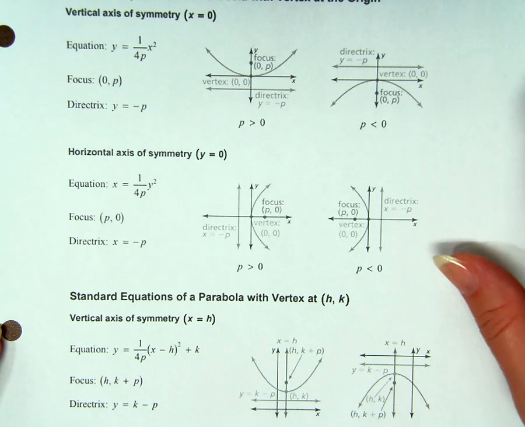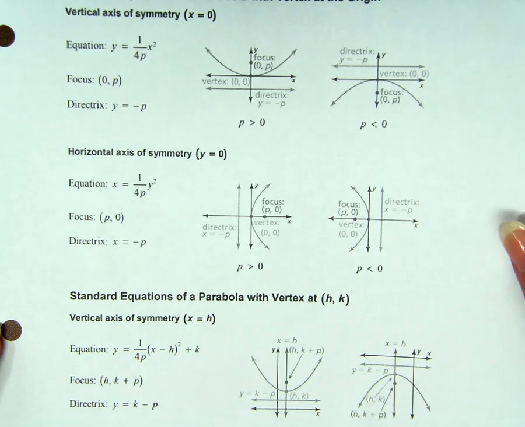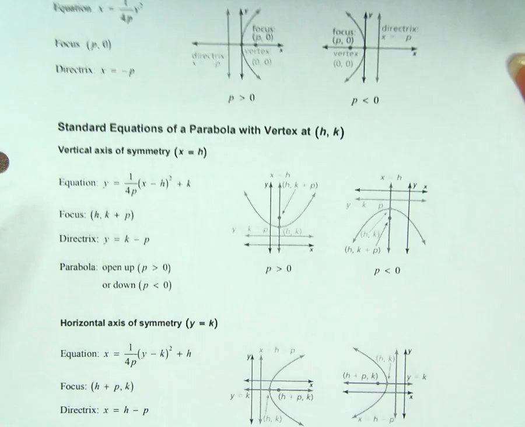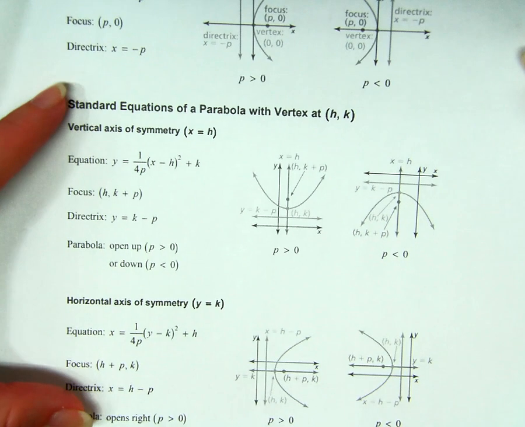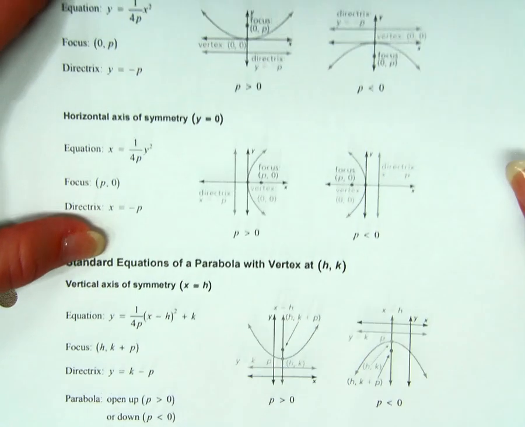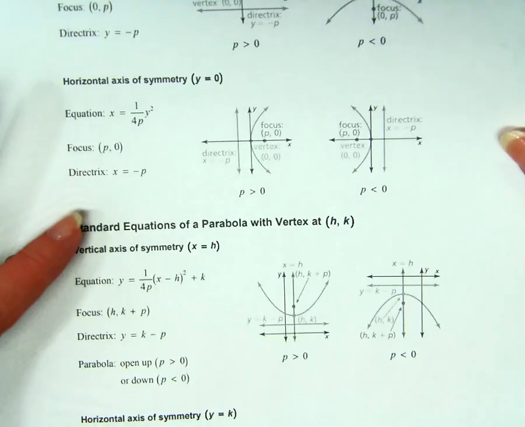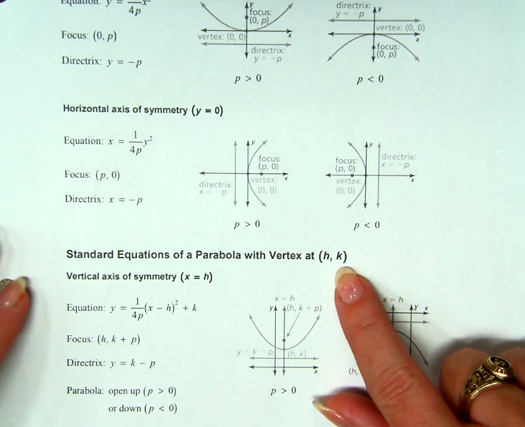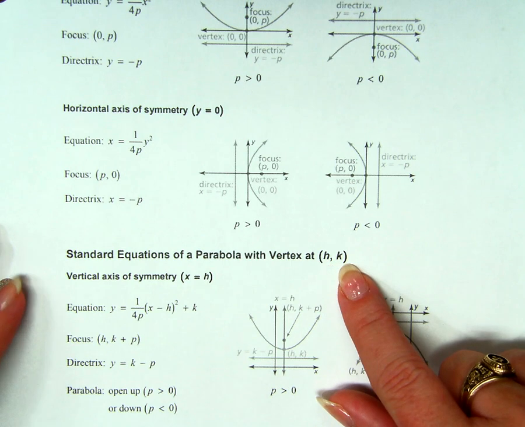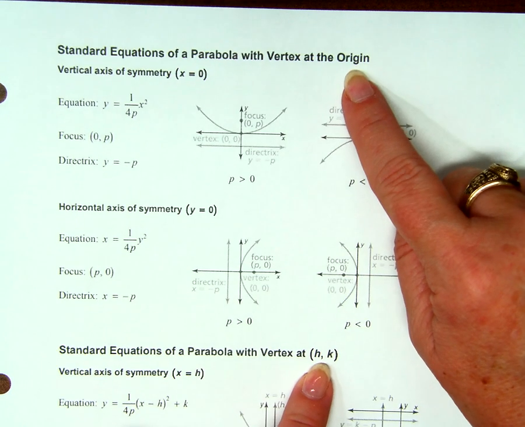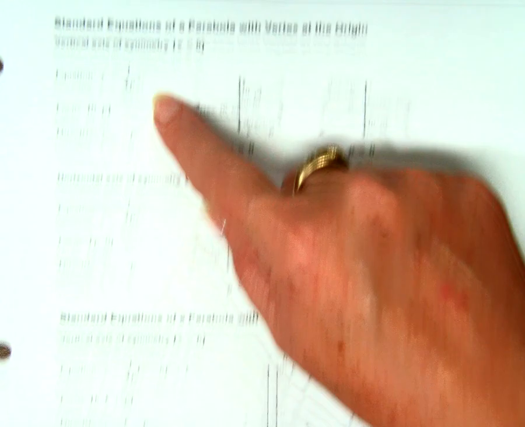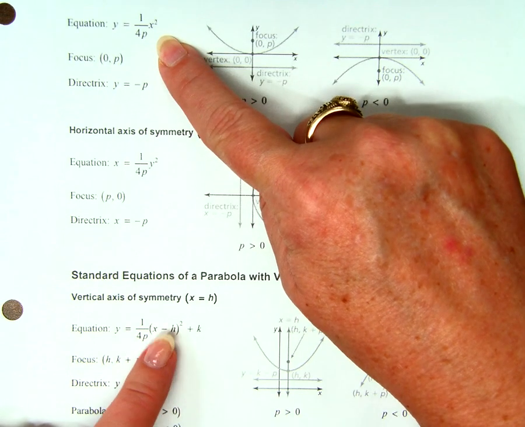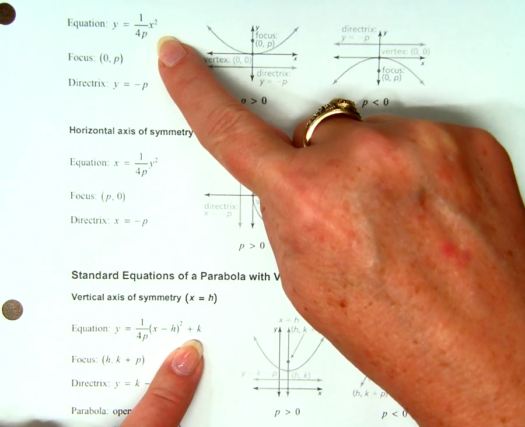Here's the notes I gave you. You all have it in front of you, yes? Okay. There's two separate sections. See the section at the bottom and then the section at the top? The section at the top is kind of a shortcut of the section at the bottom. Okay? The section at the bottom has a vertex at HK. The section at the top just has the vertex at the origin. So everything is exactly the same, except this one has an HK. This one doesn't have an HK.